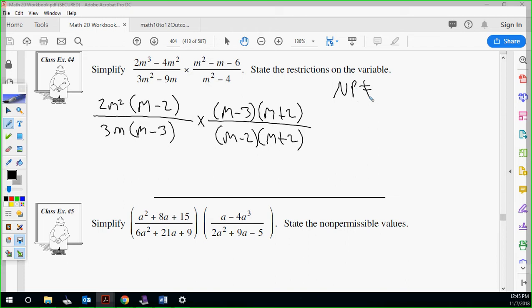Non-permissibles are, what's this one? So, yep, 0 for the first one, plus 3, plus 2, minus 2. So I got 4 non-permissibles. And now let's go ahead and cancel. So we are canceling. Are we good? Okay. So m squared over m, so the m cancels, knocks that one to a 1, because there's 2 m's on top, there's 1 m on bottom, so we have 1 left on top. m minus 2, m minus 2, m minus 3, m minus 3, m plus 2, m plus 2. Everything went away except for 2m over 3.